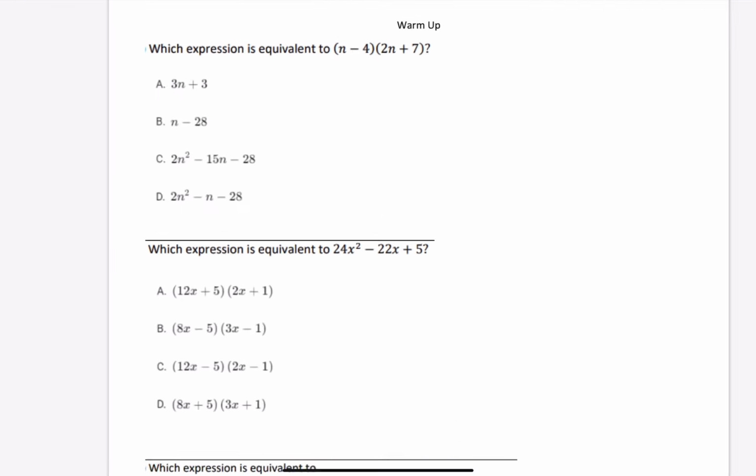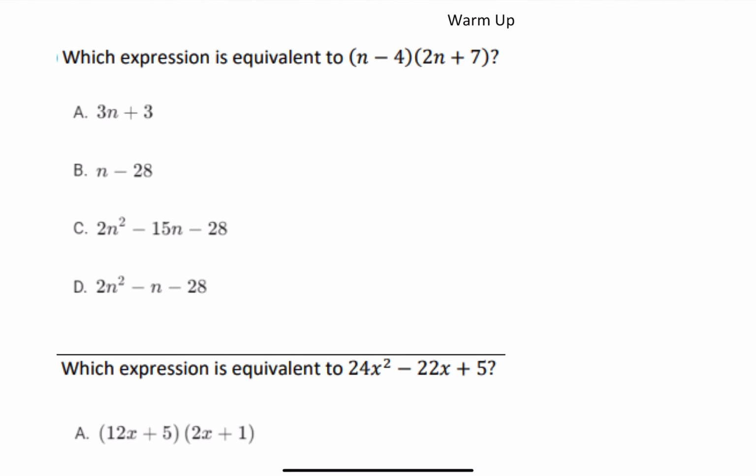Okay, so let's go ahead and go over the warm-up. Whenever you have, it says which expression is equivalent to. So they have the same variable. So this is just going to be either reduce, distribute, or box method. So you're going to take the first one to the first one, all right?